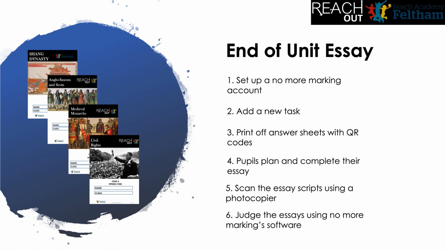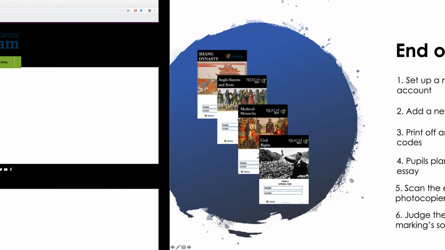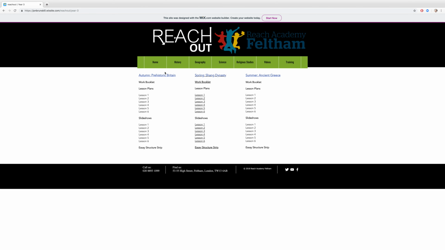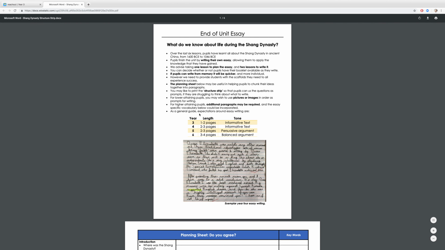So let's start off by looking at point 4 here, the planning and the completing of the essays. If we go to our beta website and you just navigate to whichever year group you're teaching in at the moment, then you'll see that the essay structure strip is now live. So just click that and it will download some general guidance, a planning sheet and a structure strip for the essay. So let's just look at the general guidance.